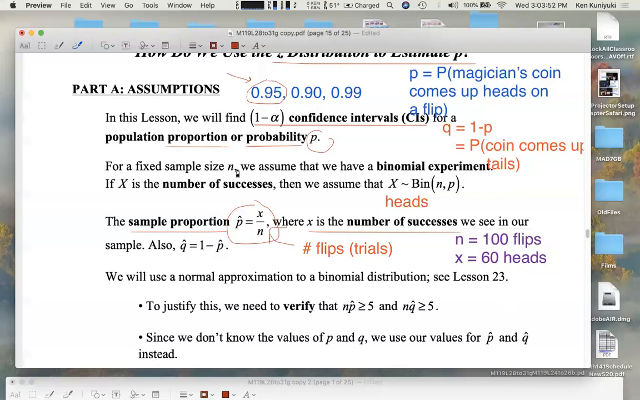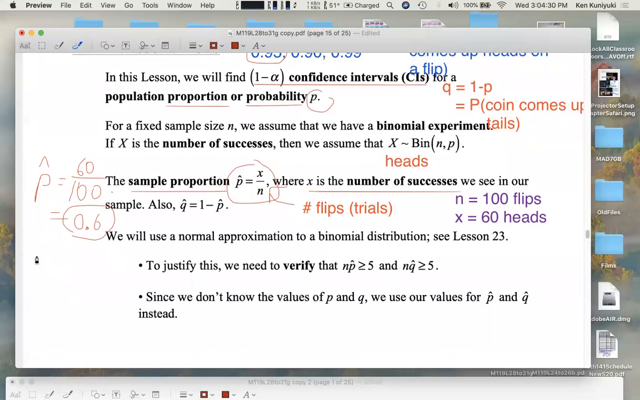Well, then what would be the sample proportion of heads in our sample when we flip the coin 100 times? Well, p hat, the sample proportion of heads, would be x over n: 60 heads over 100 flips, or 0.6, or 60%. Which makes sense. If 60% of the flips turned up heads, it makes sense that we take as our sample proportion 60%, or 0.6.